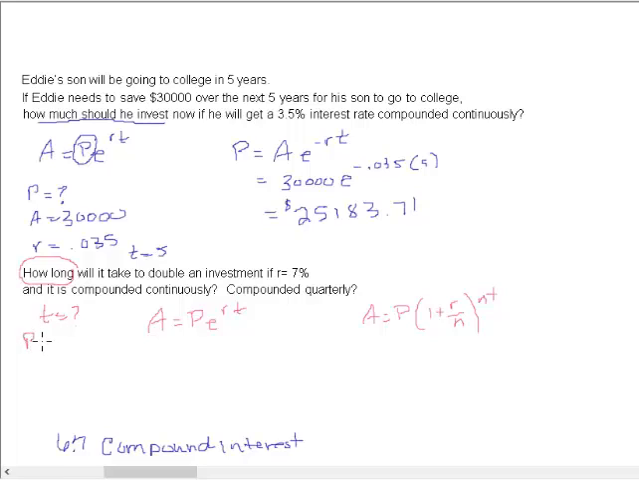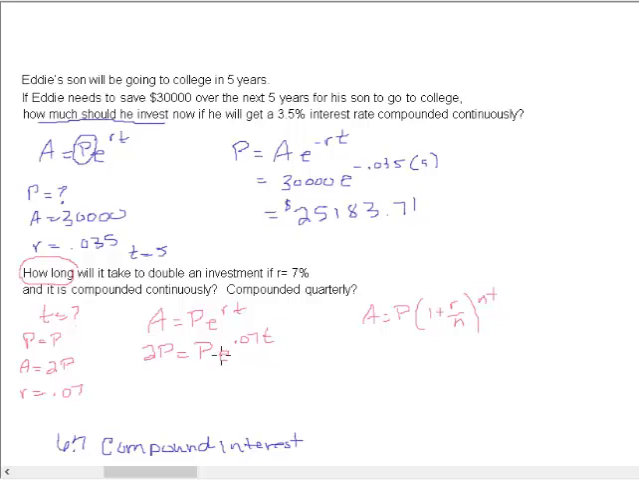So what is P? It really doesn't matter what you're investing. You just know that A is going to be double that amount. So I'm just going to call it P, and A is going to be 2 times that number. And then the rate is given, and it is 7%, so 0.07. So this will be 2P is equal to P times e to the 0.07 times t, which is what we're looking for.